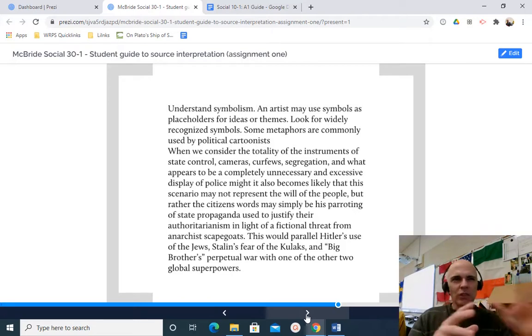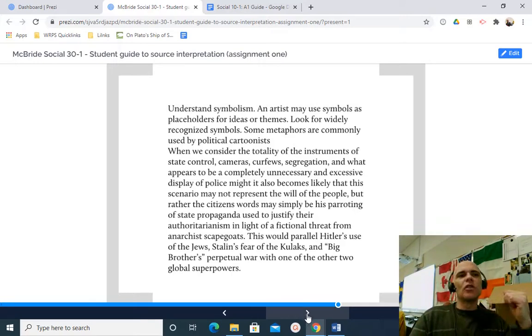When we consider the totality of the instruments of state control, the cameras, the curfews, the segregation, and what appears to be a completely unnecessary and excessive display of police might, it also becomes likely that this scenario may not represent the will of the people, but rather the citizen's words may simply be his parroting of state propaganda used to justify their authoritarianism in light of a fictional threat from anarchist scapegoats. This would parallel Hitler's use of the Jews, Stalin's fear of the kulaks, and Big Brother's perpetual war with the other two global superpowers.